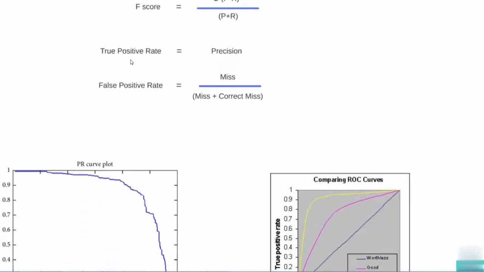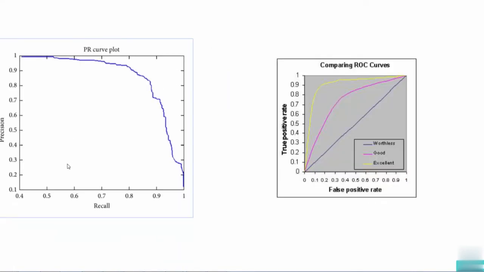Then we have the true positive rate, which is the same as recall. We also have the false positive rate, which is basically miss divided by miss plus correct miss. So if you actually plot the PR curve, so precision by recall, as you can see here, for example, if I take this spot here, the recall is 0.9 and precision is 0.7, right? Now if I take this point, let's say here, recall is 0.95, precision is 0.3. So after this point, they kind of reverse in their behavior.